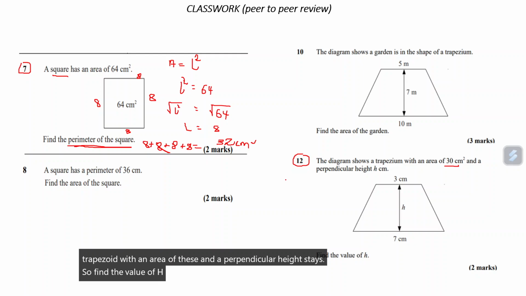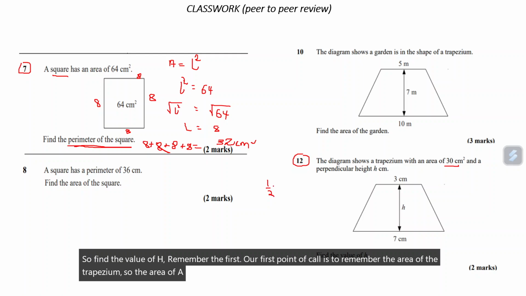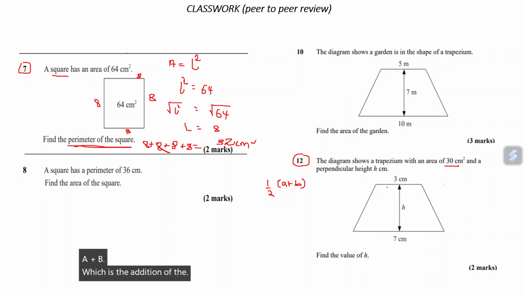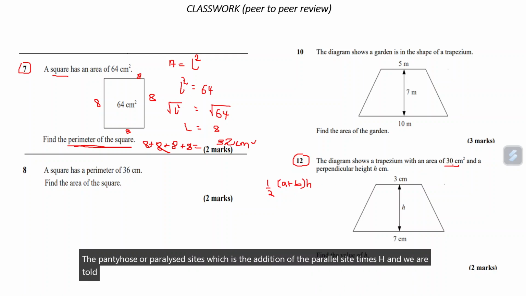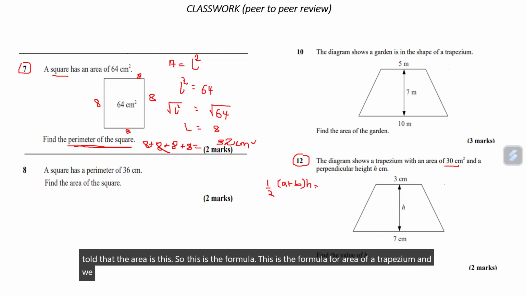Remember, our first point of call is to remember the area of a trapezium. So the area of a trapezium is half times a plus b, which is the addition of the parallel sides, times h. And we are told that the area is this. So this is the formula for the area of a trapezium, and we are told that it's equal to 30.